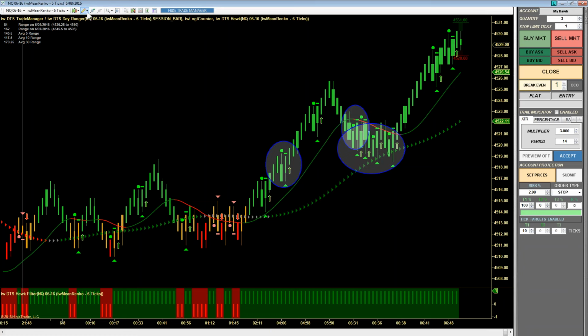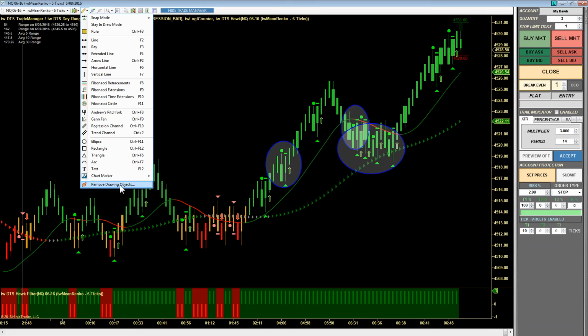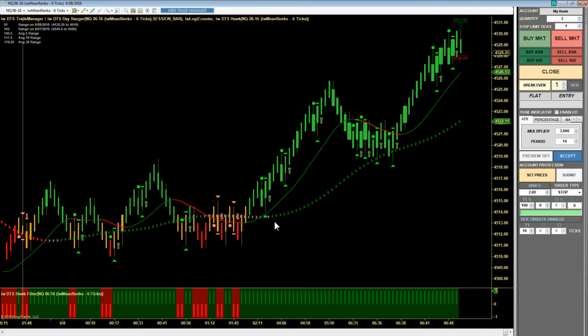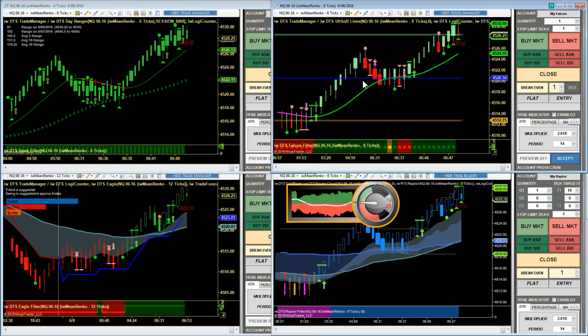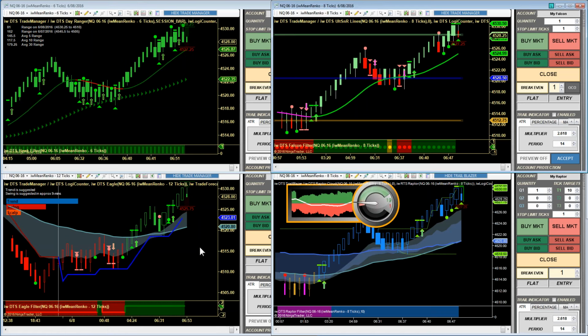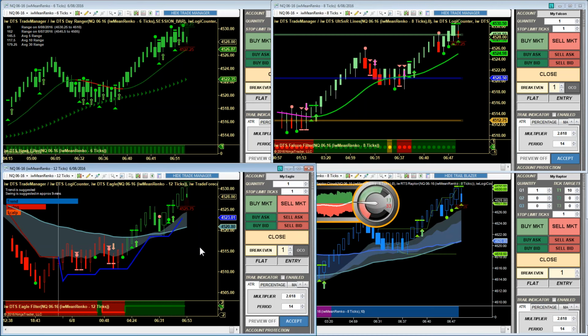We don't just take a signal because a hash mark happens to print. A triangle and a hash mark happen to print. There's certain things that we're looking for. We tried to make the DTS system as non-discretionary as possible, but there is still a minimal amount of thinking involved.